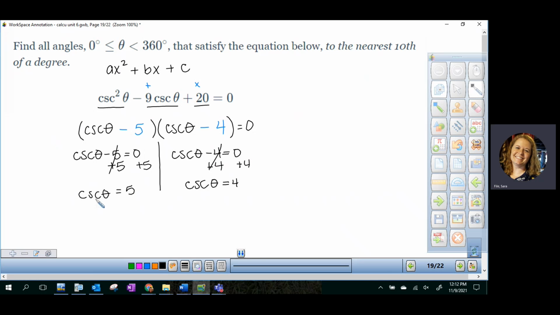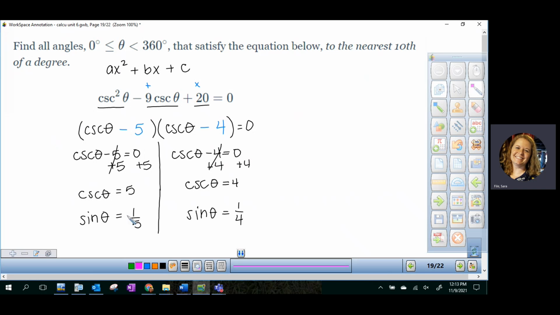So if it's a cosecant, a secant, or a cotangent, you just need to rewrite it as the reciprocal. Which function is the reciprocal of cosecant? Sine. So I could rewrite this as sine equals, and what's the reciprocal of 5? 1/5. Okay, so same thing here. I can rewrite this as sine, and the reciprocal of 4 is 1/4. Okay, so now it's a sine, cosine, or tangent, which is good.